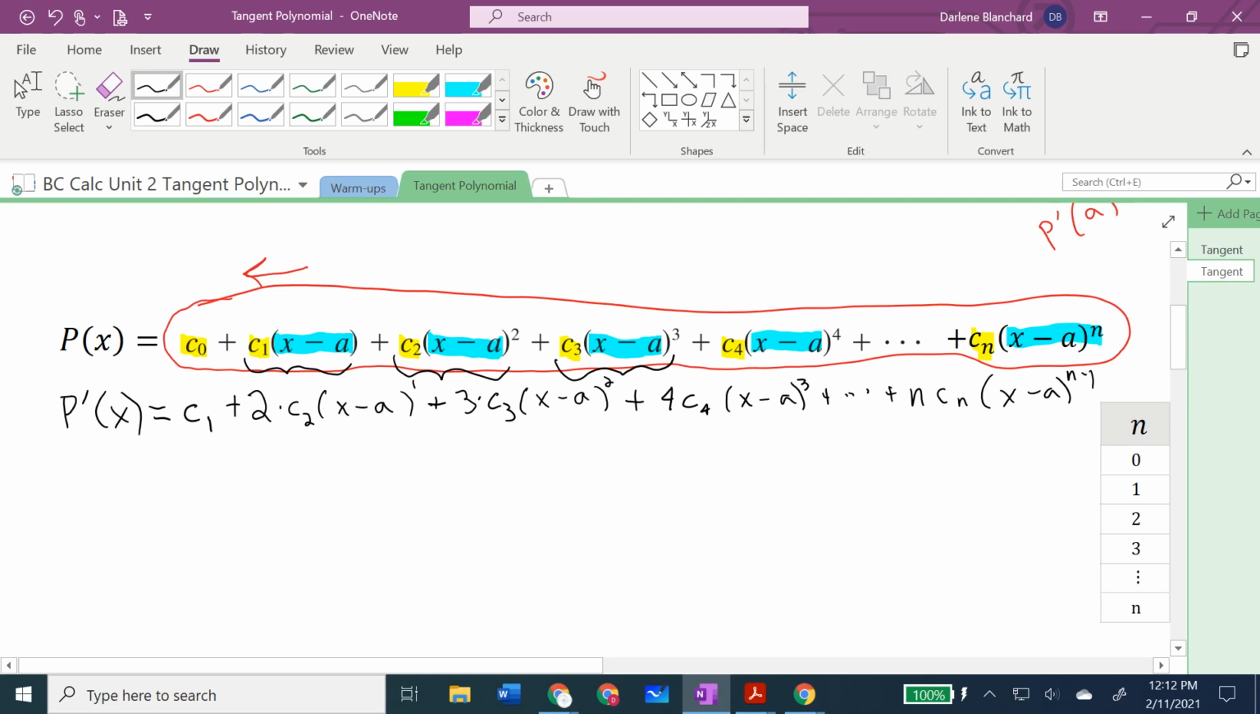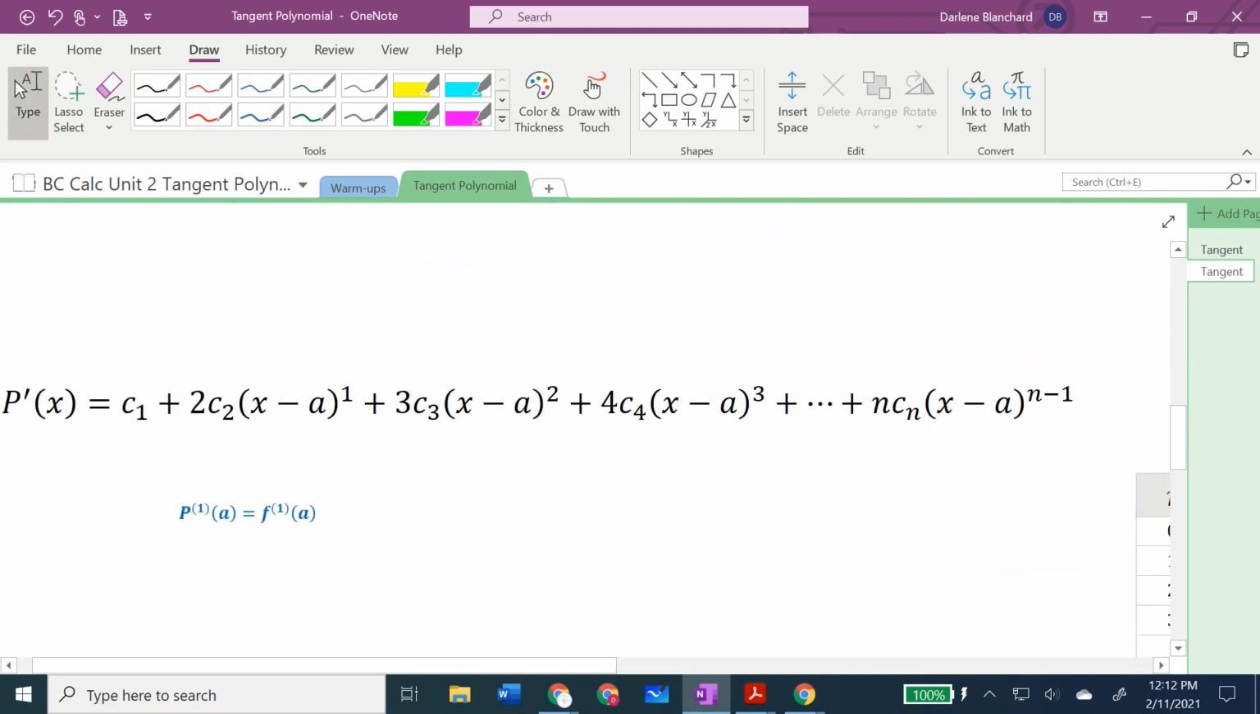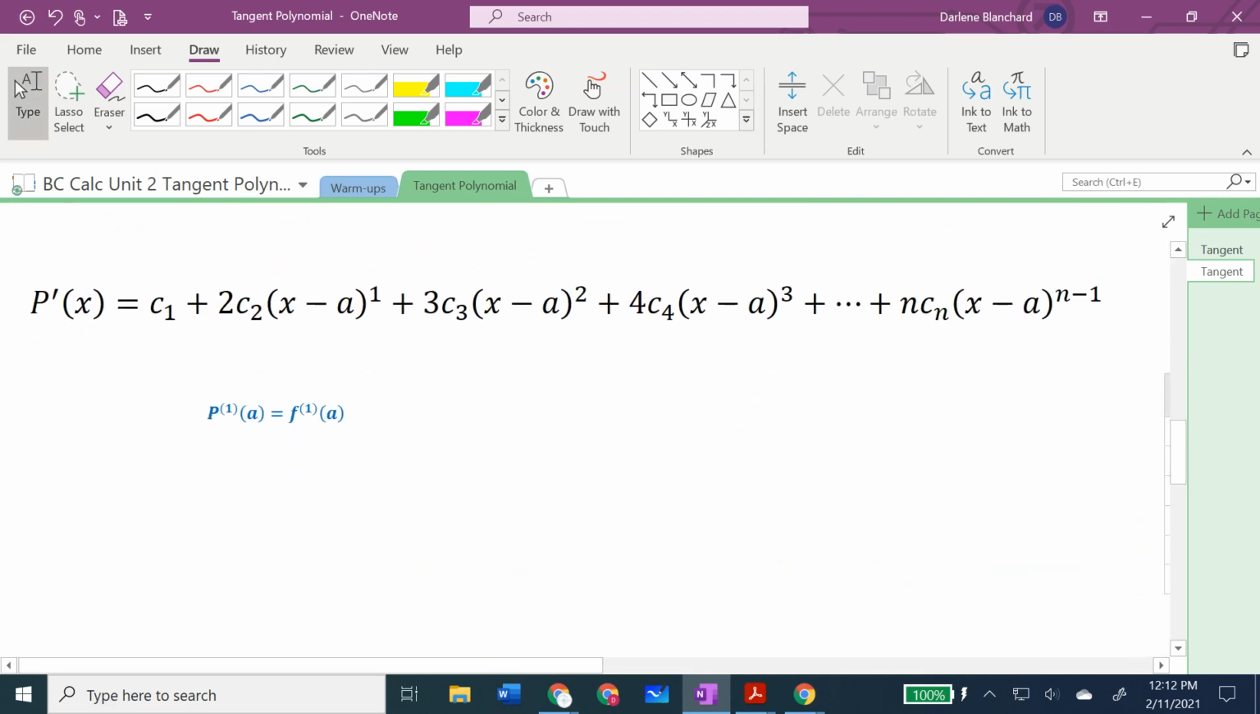Now I'm going to move to the typed version. Here we go, the typed version. And now that formula that I showed you before that said the nth derivative of p at a has to equal the nth derivative of f at a. I'm now looking at when n is 1. So p prime of a, plug in a, what does it equal?